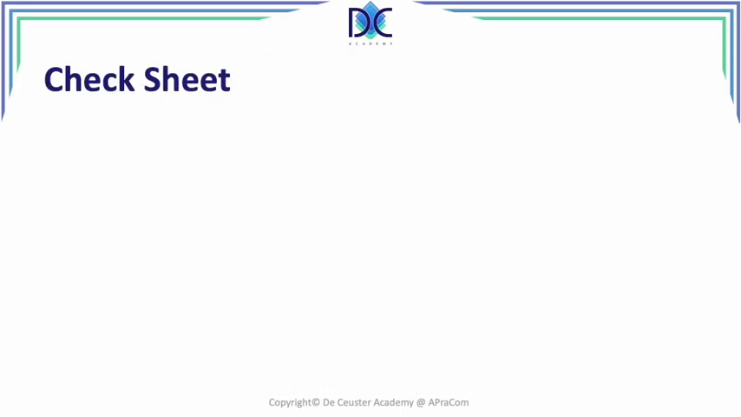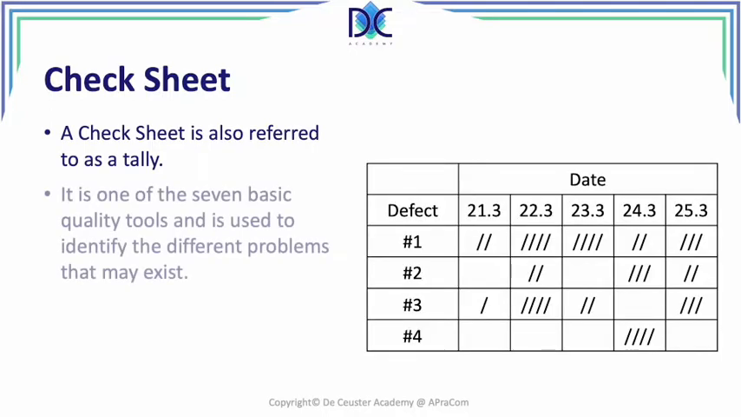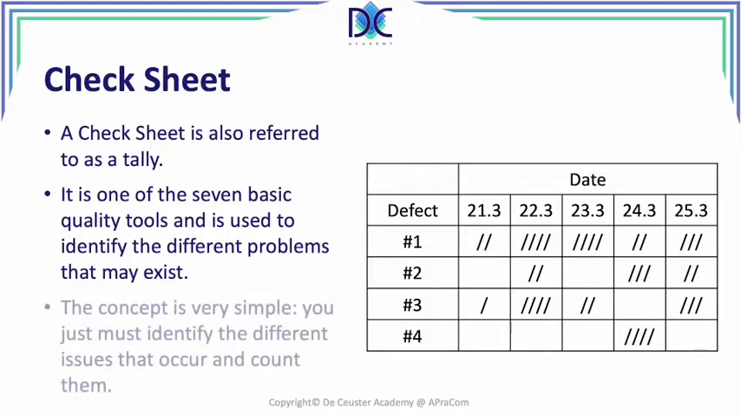So let's have a look at the first element. The first method is a check sheet. And a check sheet is also referred to as a tally. It's one of the 7 basic quality tools, and it's used to identify the different problems that may exist. Here we see a number of defects that occur on different dates, and we just put a line to count what those defects are. And we will use that later for further analysis.